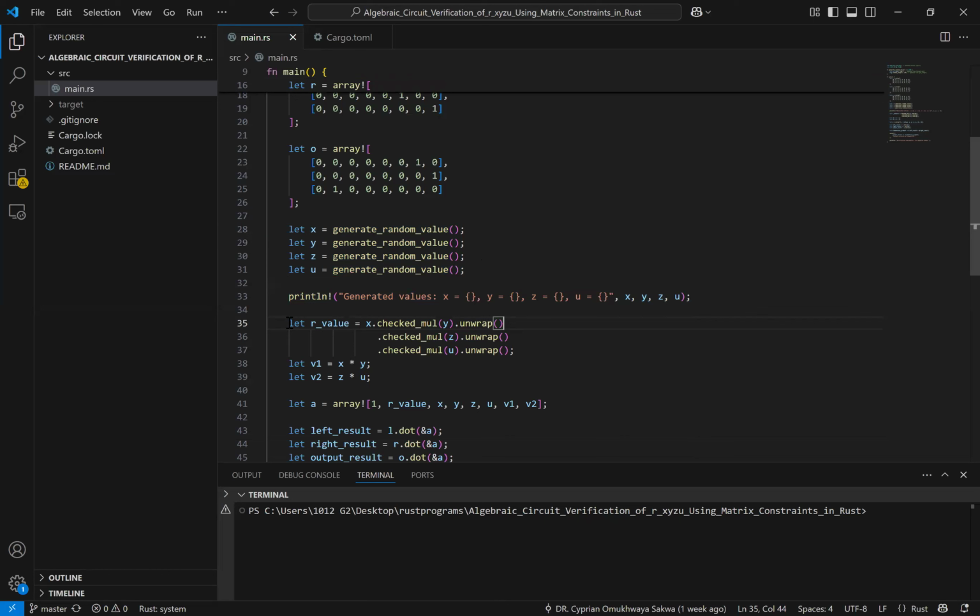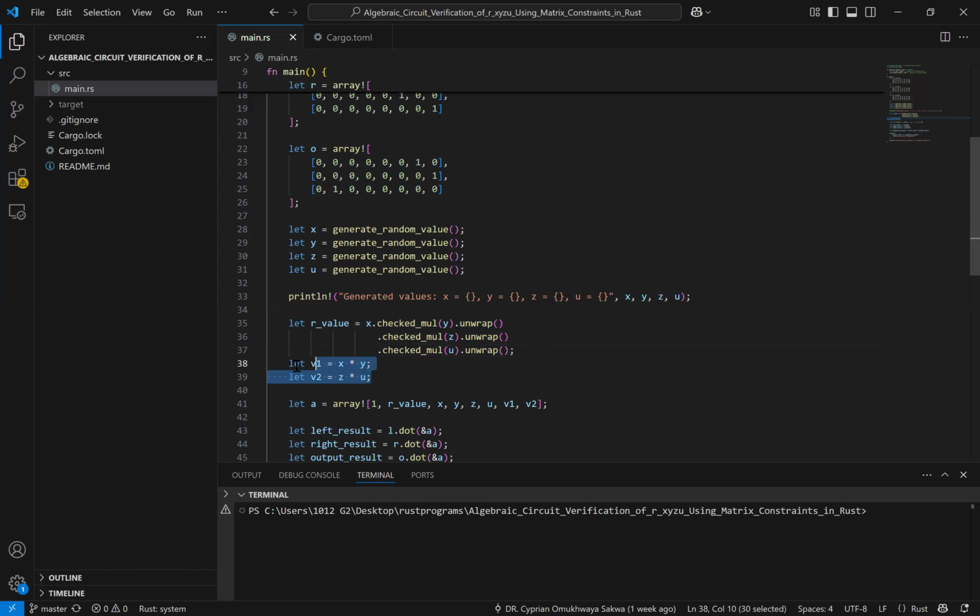Then you are just telling it that R should be given by X multiplied by Y multiplied by Z, then multiplied by U. So this is just one equation that we had been given: R is X, Y, Z, U. And that is what I've just written here. That is what R is. So once it generates X, Y, Z, and U, it's able to know what R is.